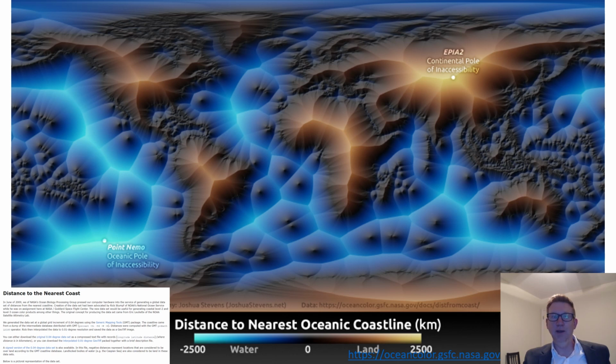And kind of a fun thing here. He's labeled the continental pole of inaccessibility, the point on land that's farthest from any shoreline, and similarly Point Nemo, great name. That is the furthest oceanic point from land. So don't get shipwrecked at or near Point Nemo.